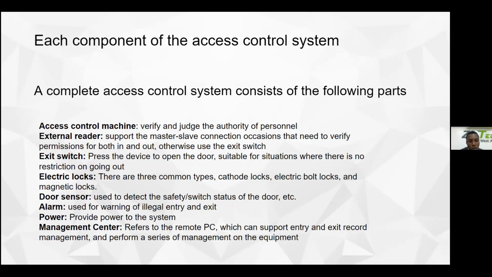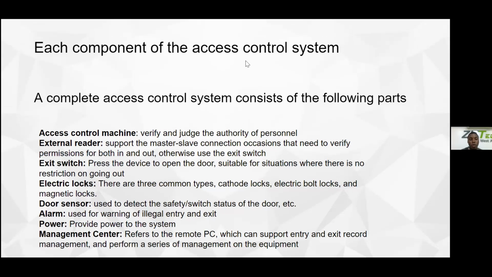We have our electric lock. There are 3 common types of electric lock: the cathode lock, the electric bolt lock, and the magnetic lock. The basic difference between these 3 types is just the shape and mode of connectivity. However, they can basically perform the same function, and it depends on what you want to use them for, what you want to achieve, either in your project or in your personal house.